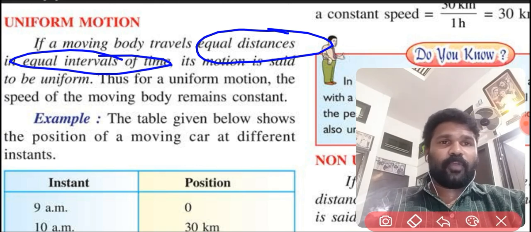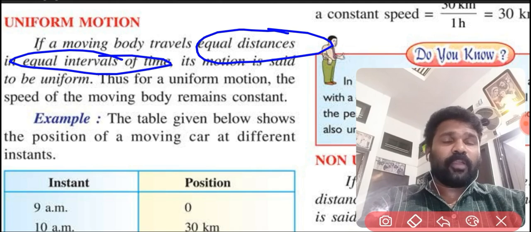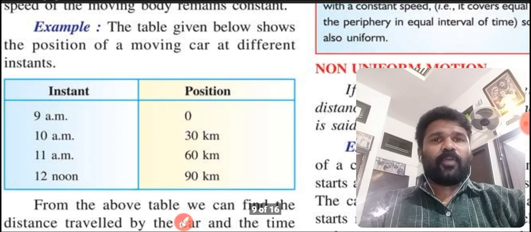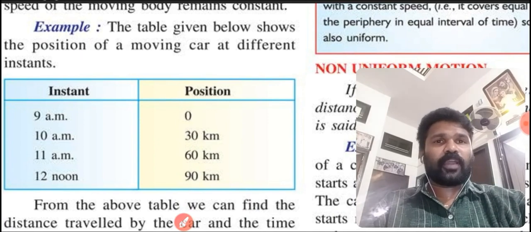Thus, for a uniform motion, the speed of the moving body remains constant. The speed of the moving body should be constant. Example, the table given below shows the position of a moving car at different instances. Clear?